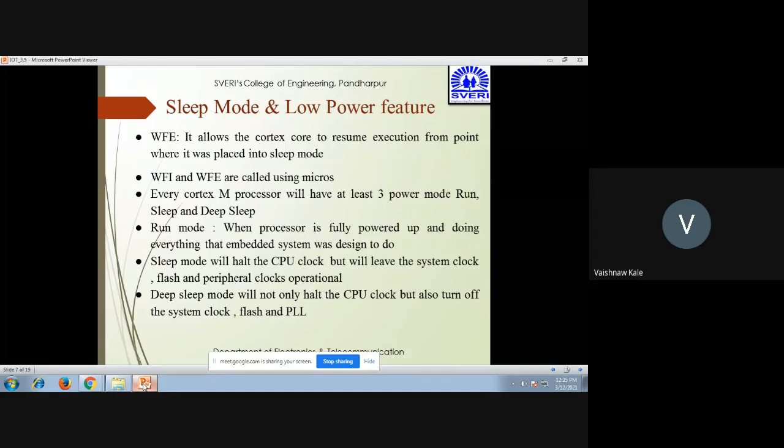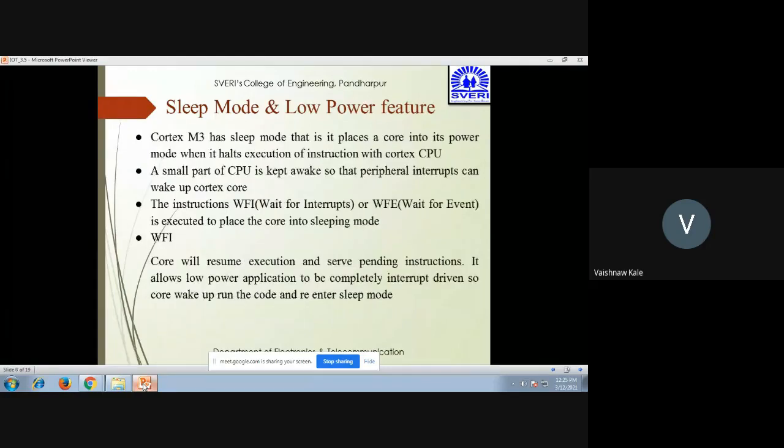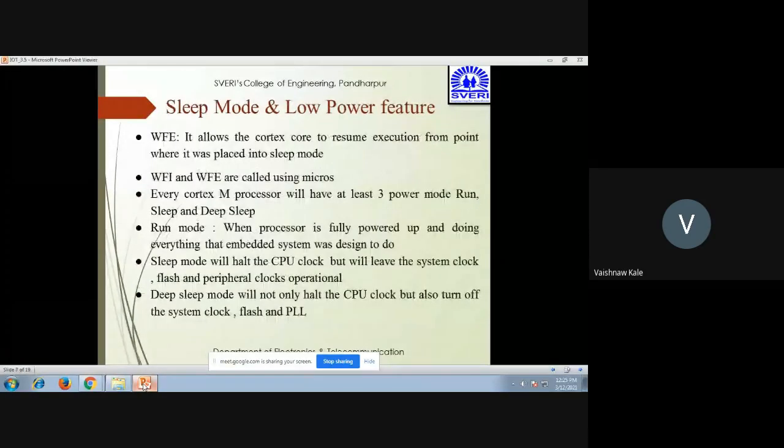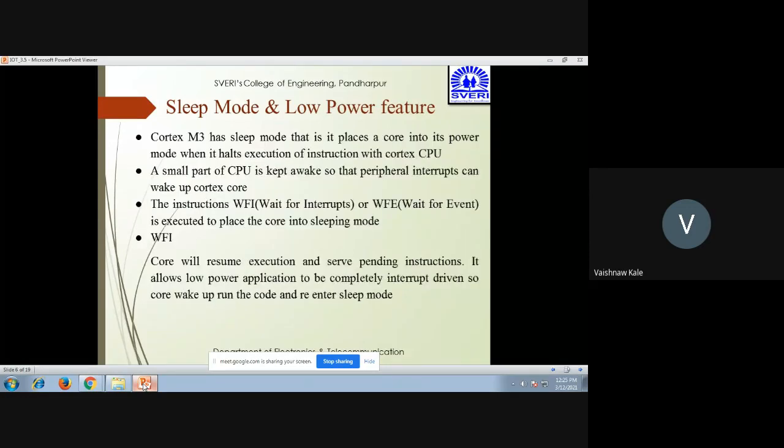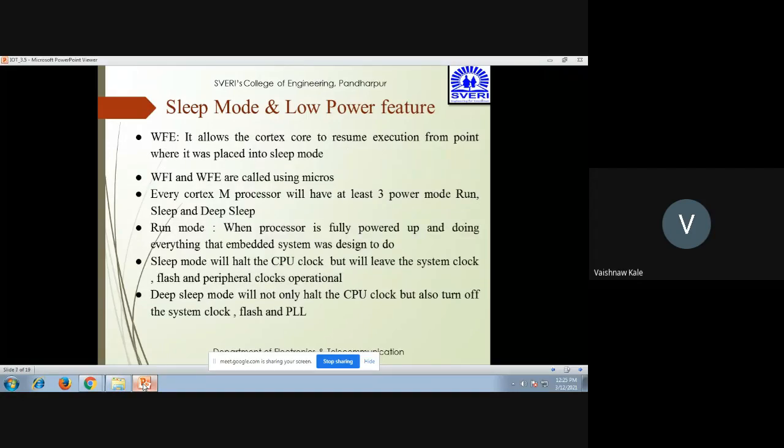Here 5 things are to be understood. These are the most important 5 things. The first one is WFI. The core will resume execution and serve pending instructions. It allows low power applications to be completely interrupt driven, so that the core wakes up, runs the code, and re-enters the sleep mode. And second is WFE. It allows the Cortex to resume execution from the point where it was placed into the sleep mode. WFI and WFE are called micros, standing for wait for interrupt and wait for event. Every Cortex M processor has these 2 micros, WFI and WFE.